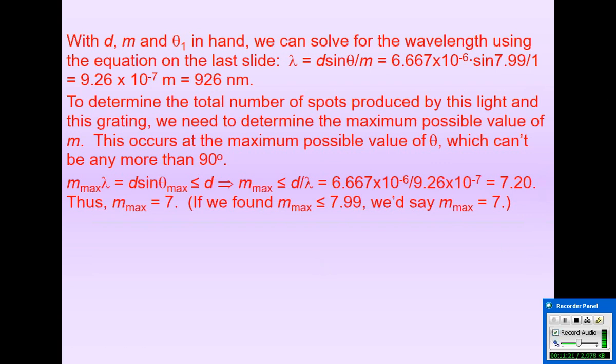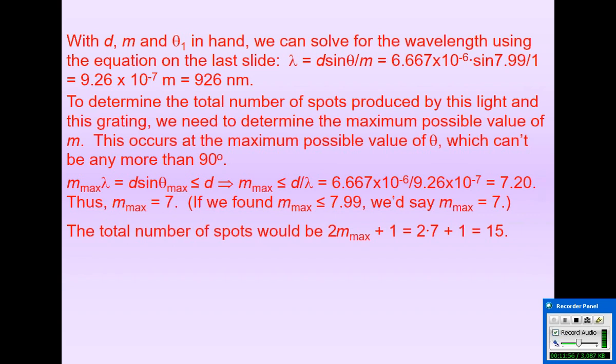Now that we know n max, we can find the total number of spots. N max is the number of spots to the left of the central spot, and it's also the number of spots to the right of the central spot. So we have m to the left, we have m to the right, plus the central spot itself. We have 2m max plus 1 total spots. There would be a pattern of just 15 spots spanning the entire range. So unlike double slit interference, there is definitely a countably finite number of spots that you're going to see.